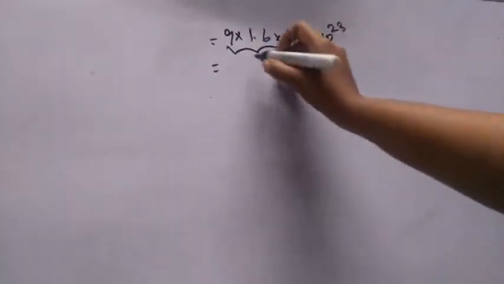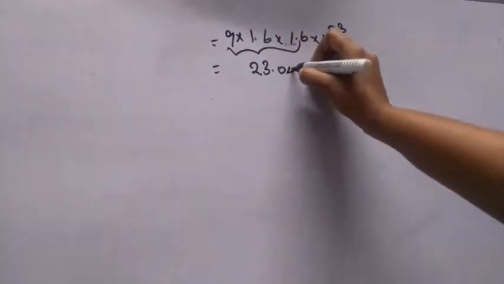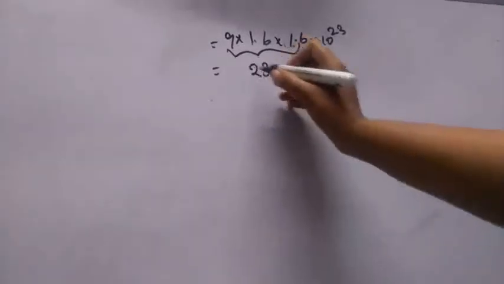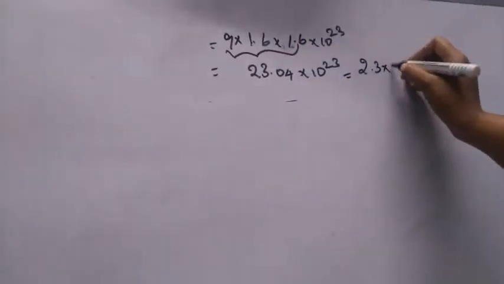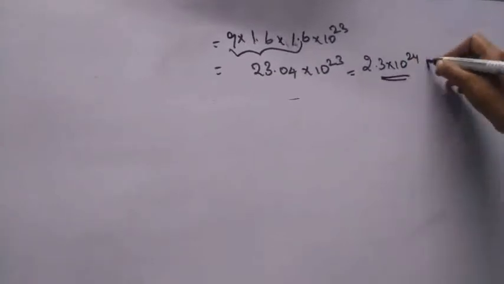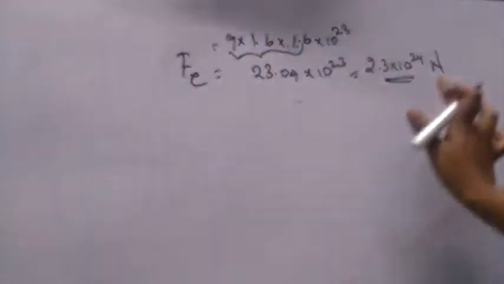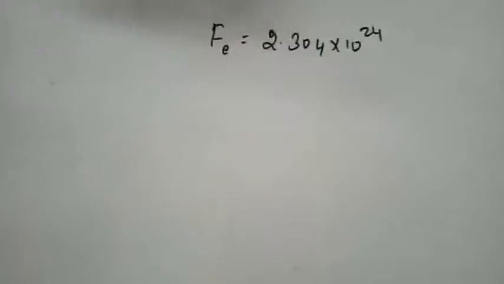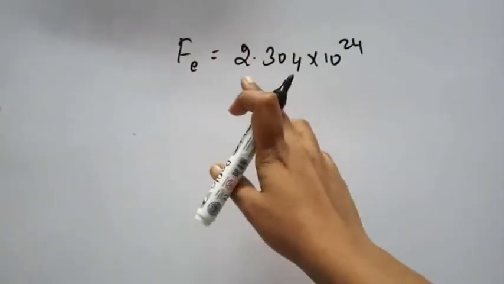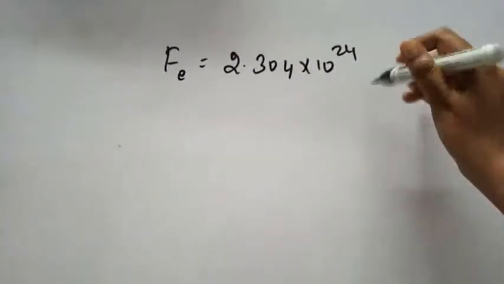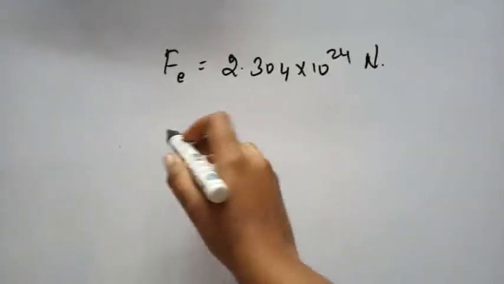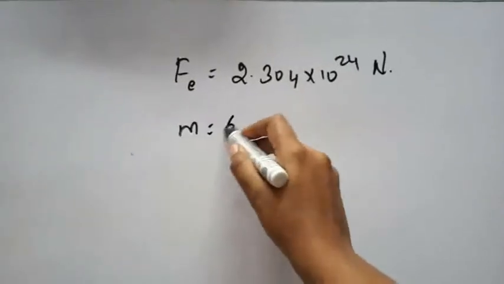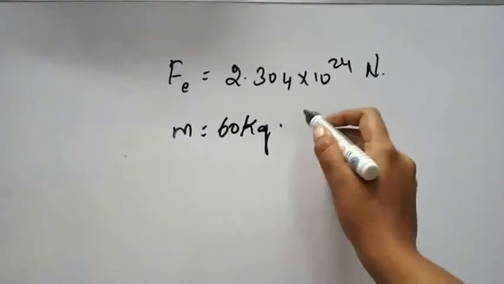When you multiply all these values, it is 23.04 into 10 to the power 23. So this can also be written as, adding up a 10 here, 2.3 into 10 to the power 24 Newton, which is my electrostatic force Fe value. So we have got the electrostatic force value as 2.304 into 10 to the power 24 Newton. And we have to compare, they have given that assume the mass of the person to be 60 kg and you have to compare it with your weight.